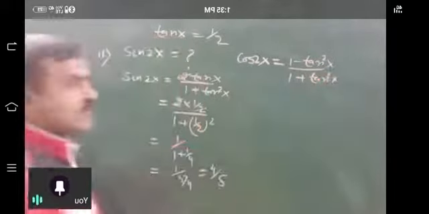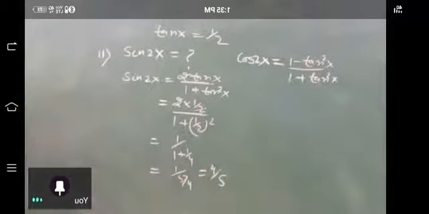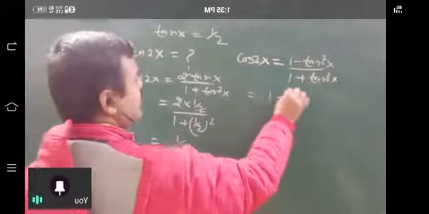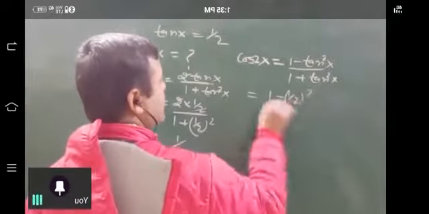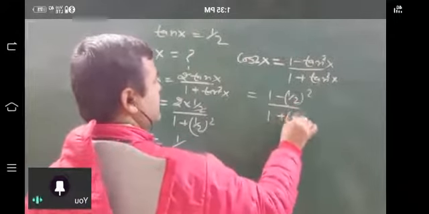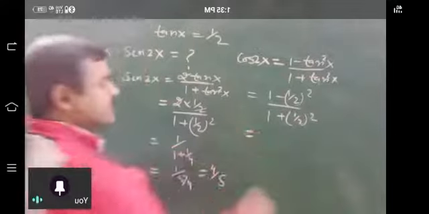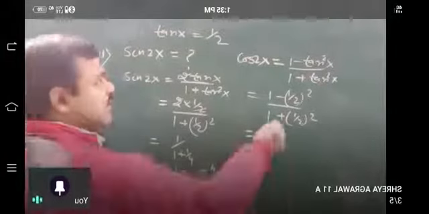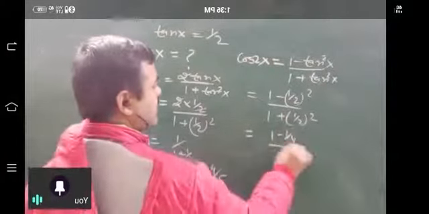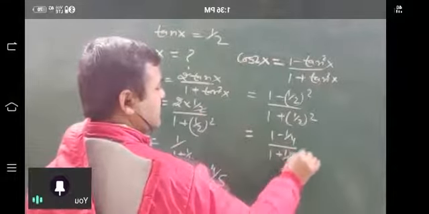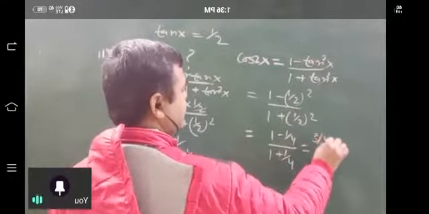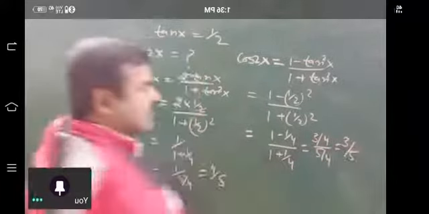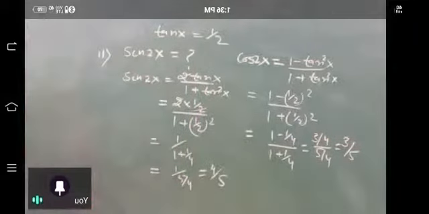This is also the identity of cos 2x in term of tan x. So put the value of tan x, 1 minus 1 by 2 whole square upon 1 plus 1 by 2 whole square. Now tell me what is the value? 3 by 5. Okay. 1 minus 1 by 4, 1 plus 1 by 4. This is equal to 3 by 4 upon 5 by 4. So 3 by 5 is the answer. 3 by 5 is the answer.